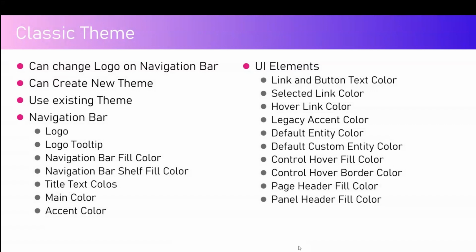And from a UI element perspective, you can change the link and button text color, selected link color, hover link color, legacy accent color, default entity color, default custom entity color, control hover fill color, control hover border color, page header fill color, and panel header fill color.